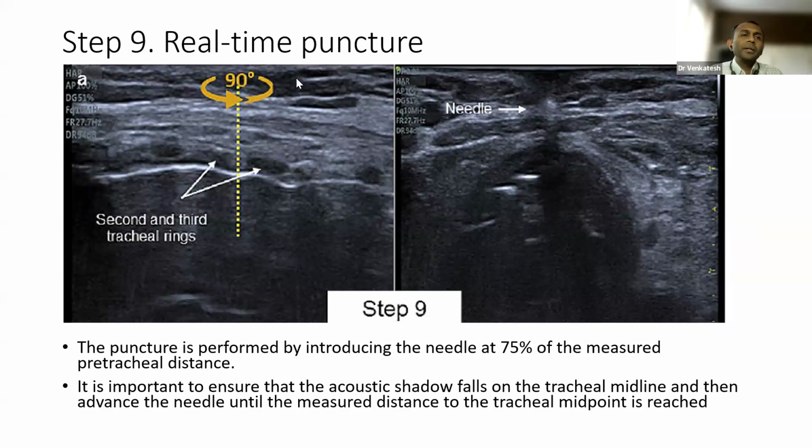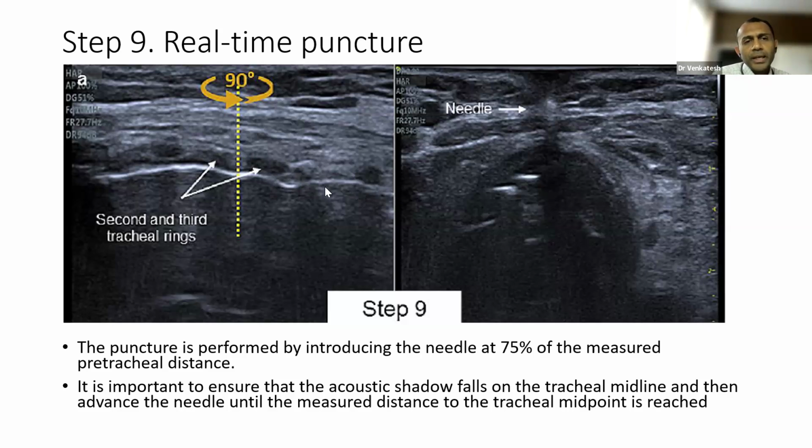Yeah. So basically, step 9 is real-time puncture. Real-time is nothing but you are continuously observing what you are doing on the ultrasound. Ultrasound guidance is different; real-time practice is different. Real-time practice is as you are watching, you will be entering the trachea. So first you position your probe longitudinally. This is the cricoid. This is the first tracheal cartilage, second tracheal ring, third tracheal ring. This is what you noticed in the longitudinal view. Okay, you understood?